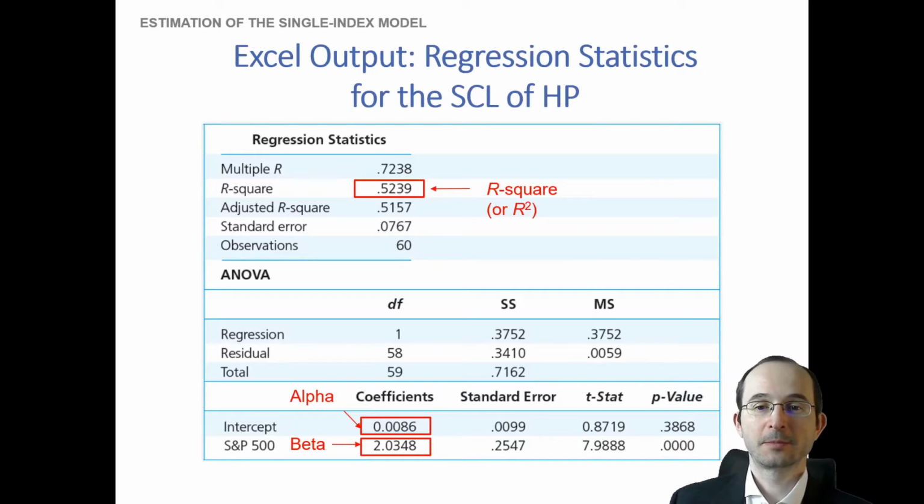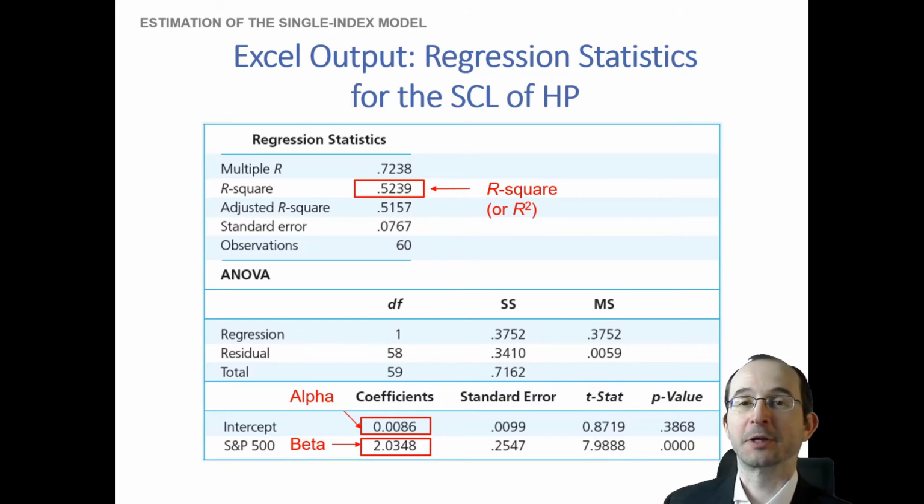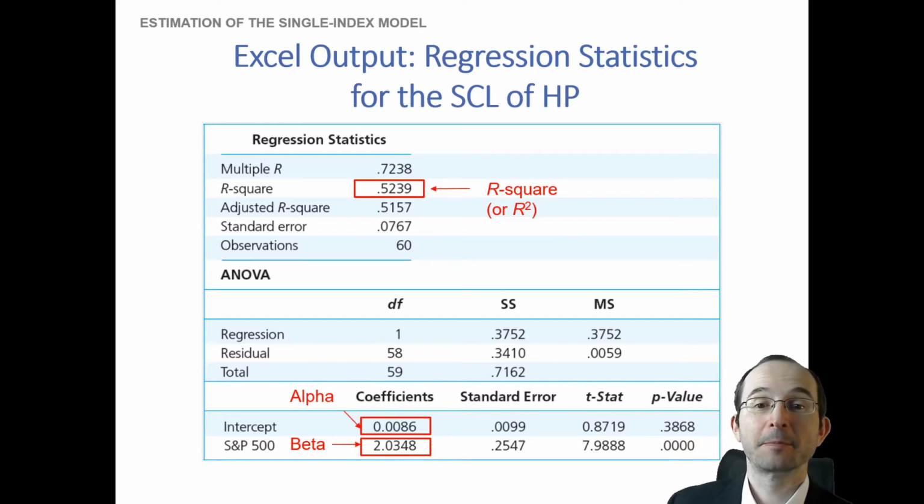So what does this actually mean? First of all, did we get a good model? And if we did, what is the security characteristic line of HP? In other words, what are its alpha and beta with respect to the market portfolio as proxied by the S&P 500? Well, a few things to look at here.